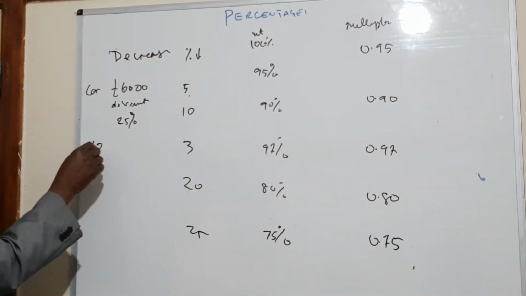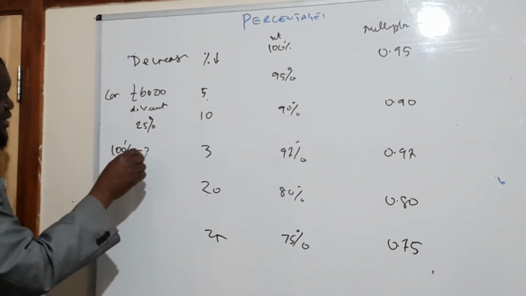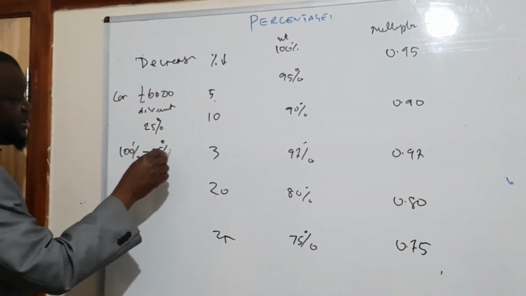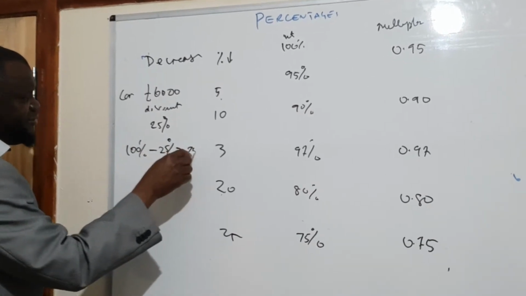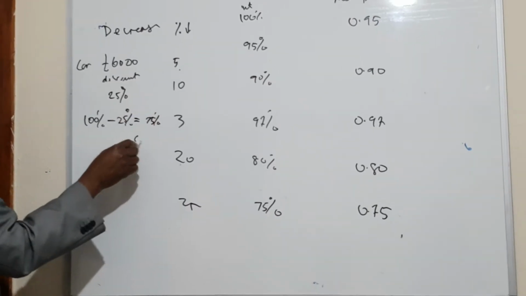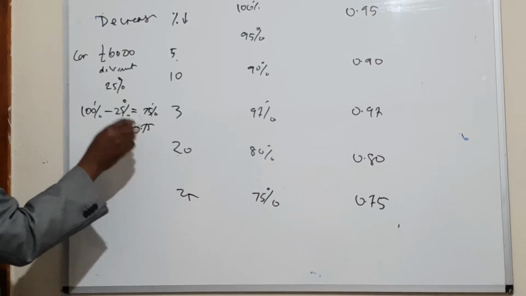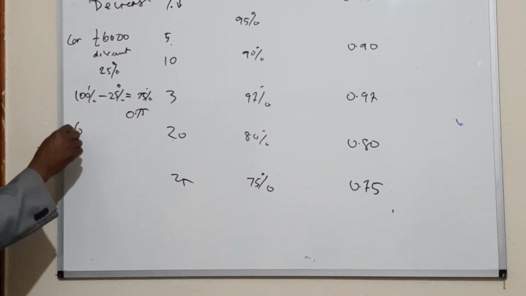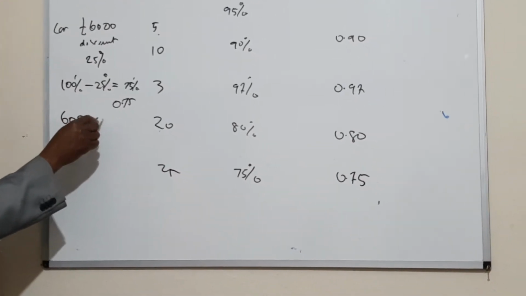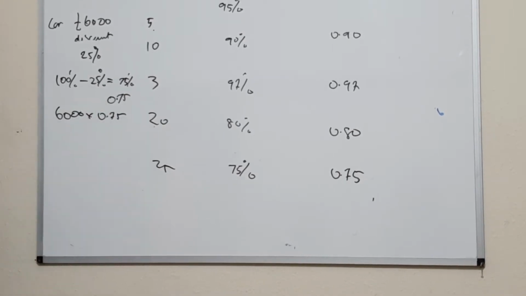The price was 100%, and they give me a discount of 25%. So the price left to pay is 75%. As a multiplier, this is 0.75, which is 75 divided by 100. So your 6,000, you multiply by 0.75.